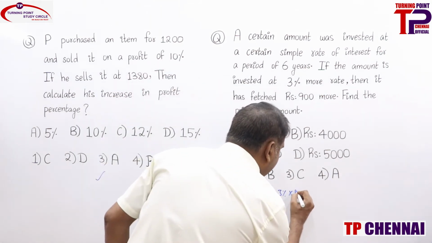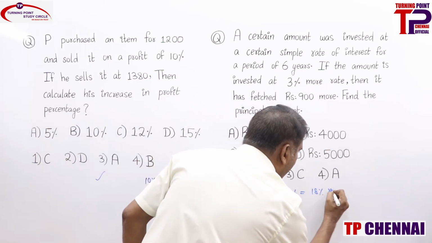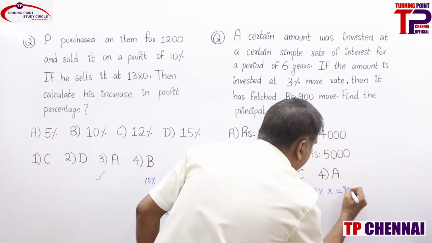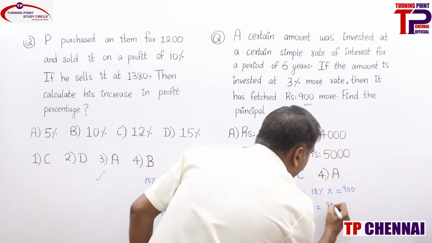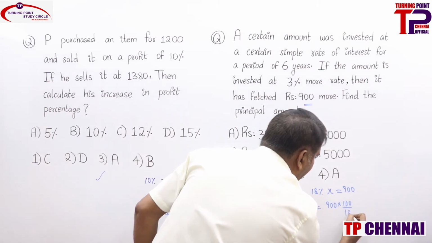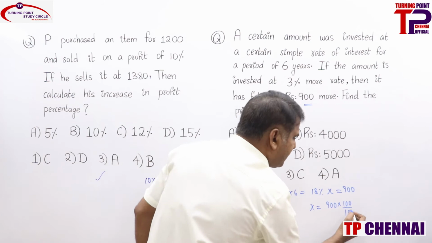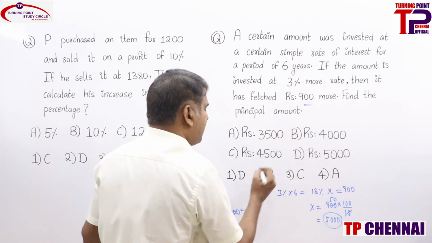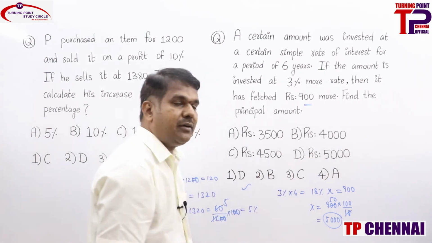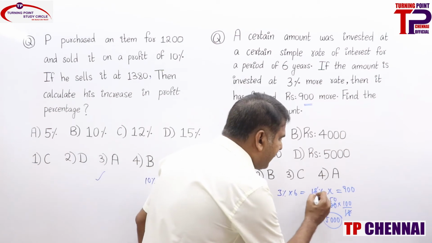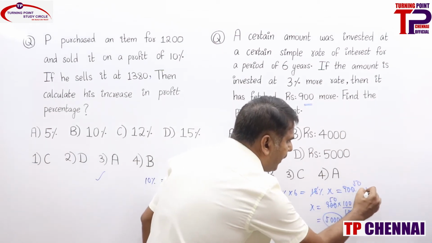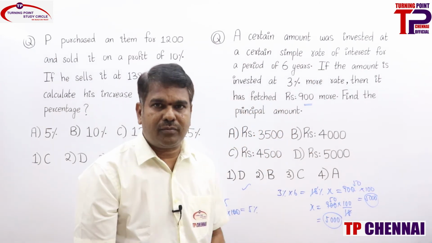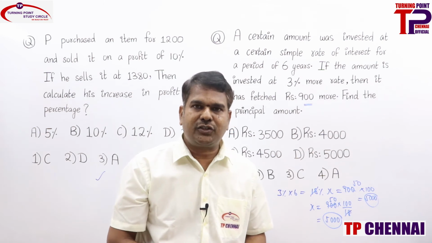3% for how many years? 6 years. Total how much? 18% of the amount. So X is equal to 900 into 100 by 18. Or here itself you can cancel also. No issues. 5000. 5000 means what is the answer? D, first option. That's it. So here also directly 18 into 5 into 100 because of percentage, so you will be getting 5000. Like that also you can do. Clear? Shall we go ahead with the next questions?